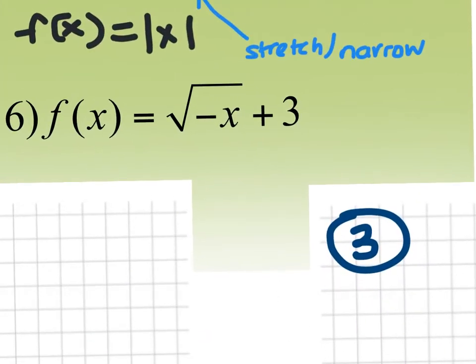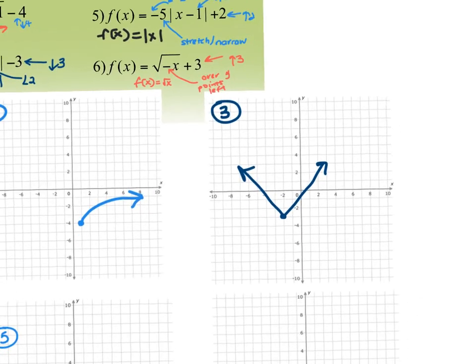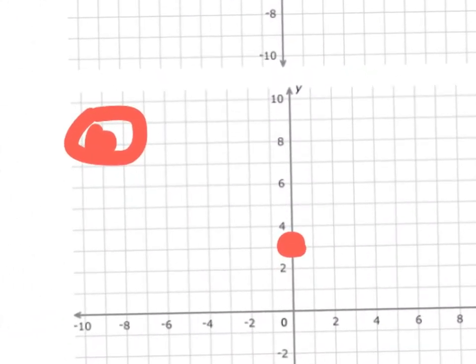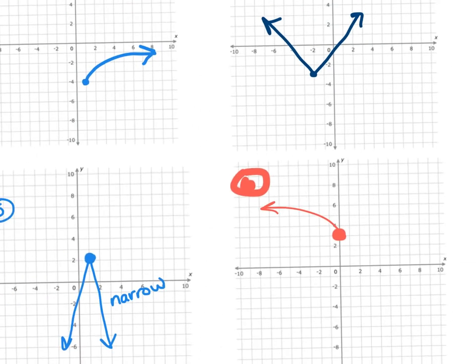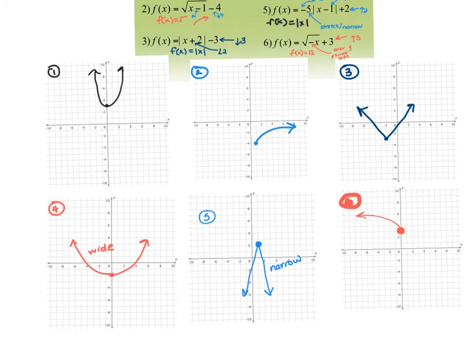And then 6, square root function is your parent function. The x underneath causes what? Over the y, or pointing left. And then the +3 is up 3. So for 6, I'm going up 3, plotting a point, and then instead of pointing to the right, I'm pointing it left. Make sure you'd be able to identify domain and range on these. Make sure you'd be able to identify increasing, decreasing behavior on these. Okay? You can get asked all these questions.